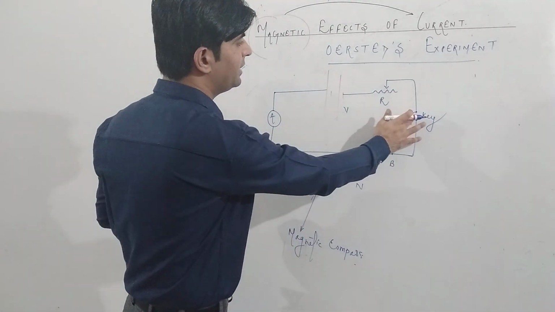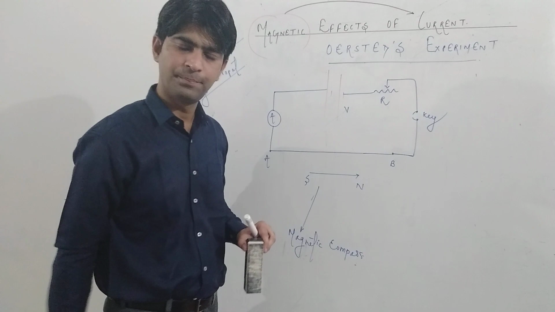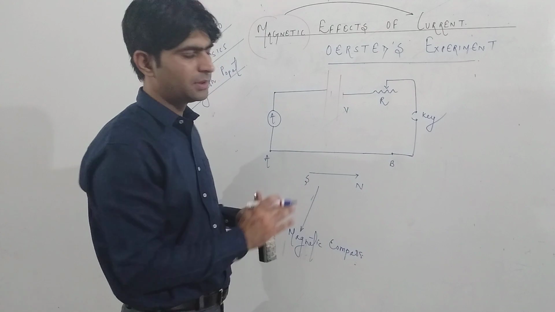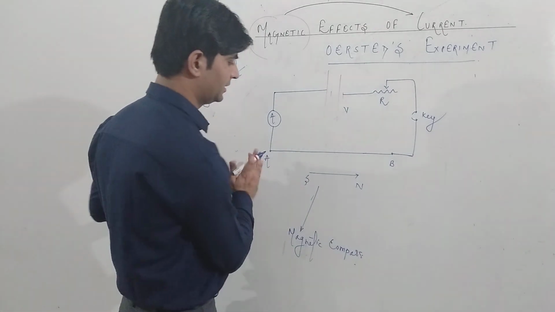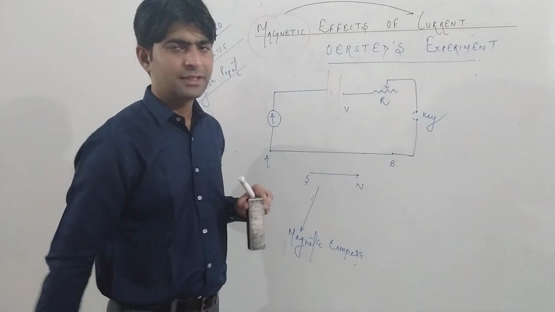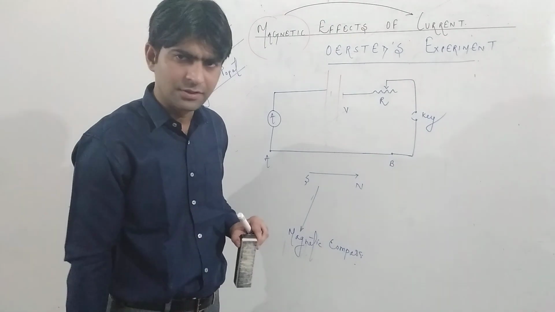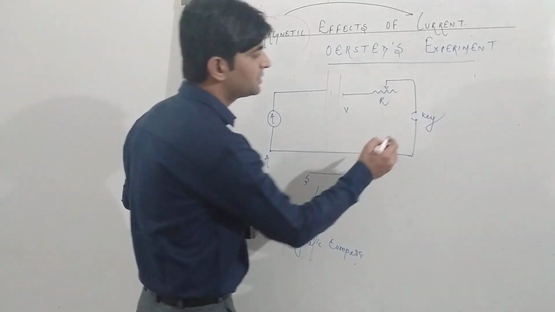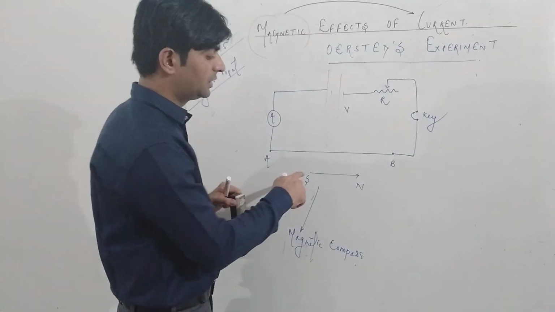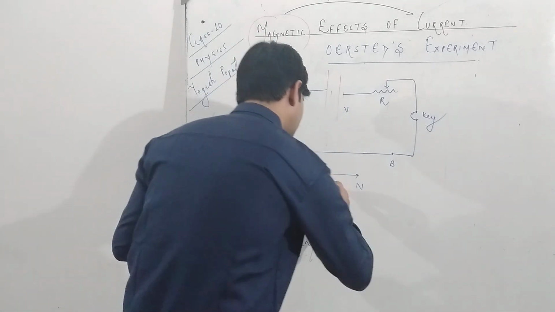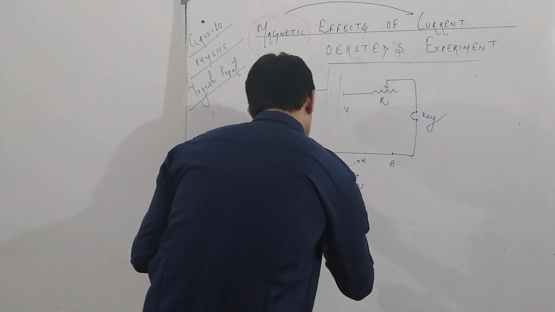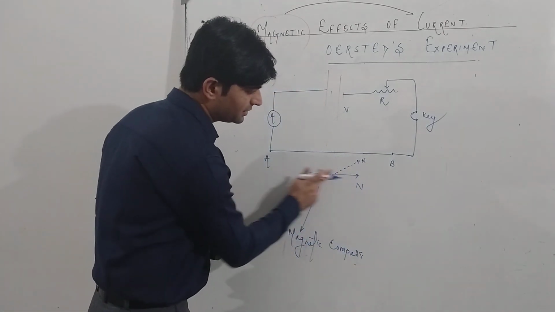So suppose initially we keep this key open. Now when the key is kept open, there will be no flow of electric current in this section AB. When there is no flow of electric current in section AB, there will be nothing to analyze. But as soon as we keep this key closed, we observe that a deflection occurs in this magnetic compass like this. This dark one is the initial position.